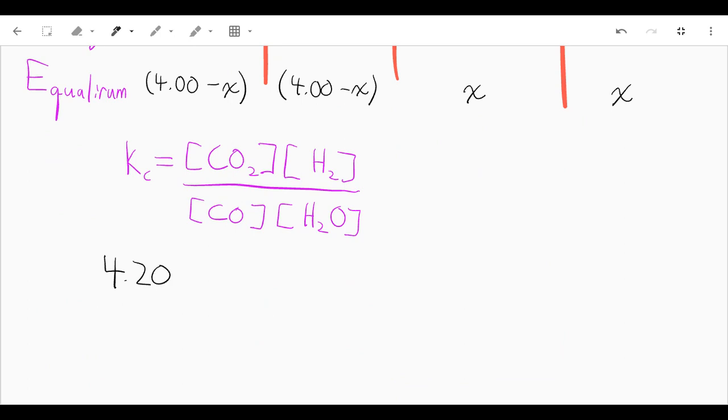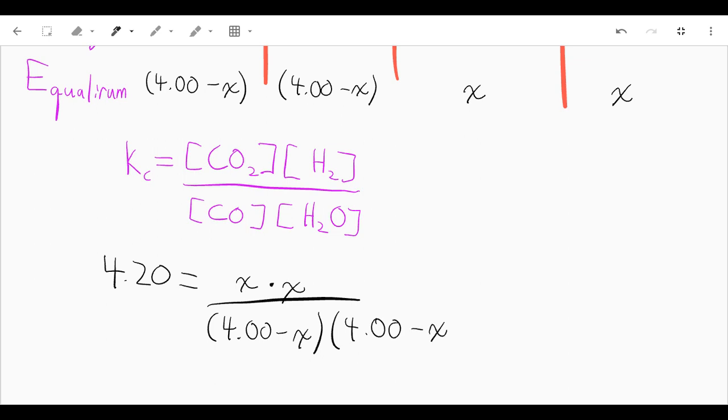So let's do that. We have 4.20 is equal to our products, x times x, over our reactants, 4 minus x times 4 minus x. Of course, we can simplify this a little bit. We can put x squared on top, and we can put 4 minus x all squared on the bottom.